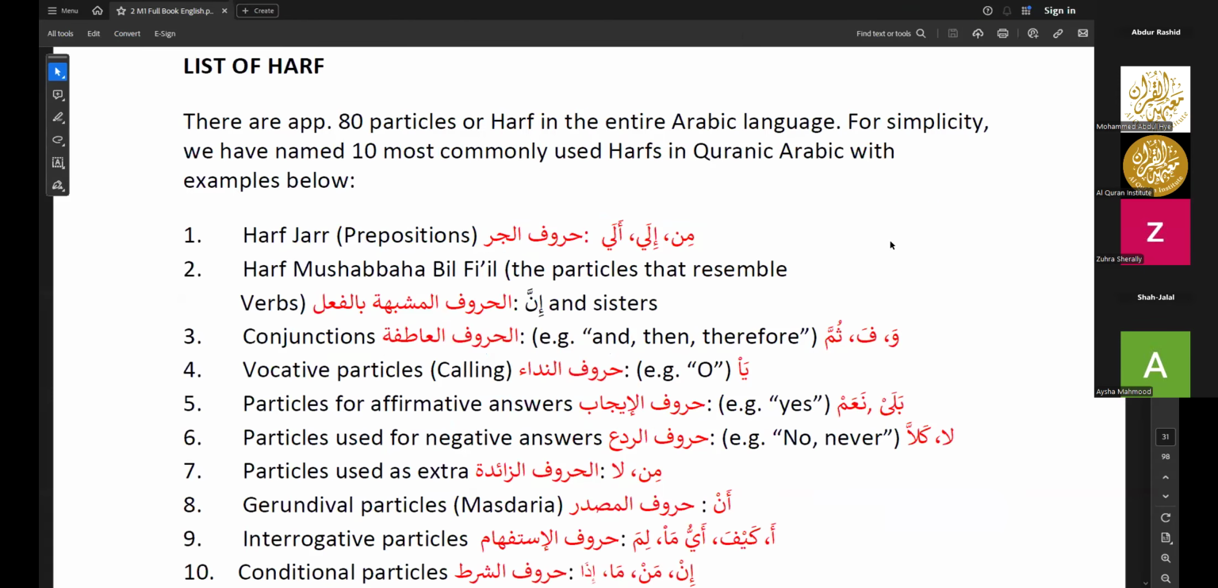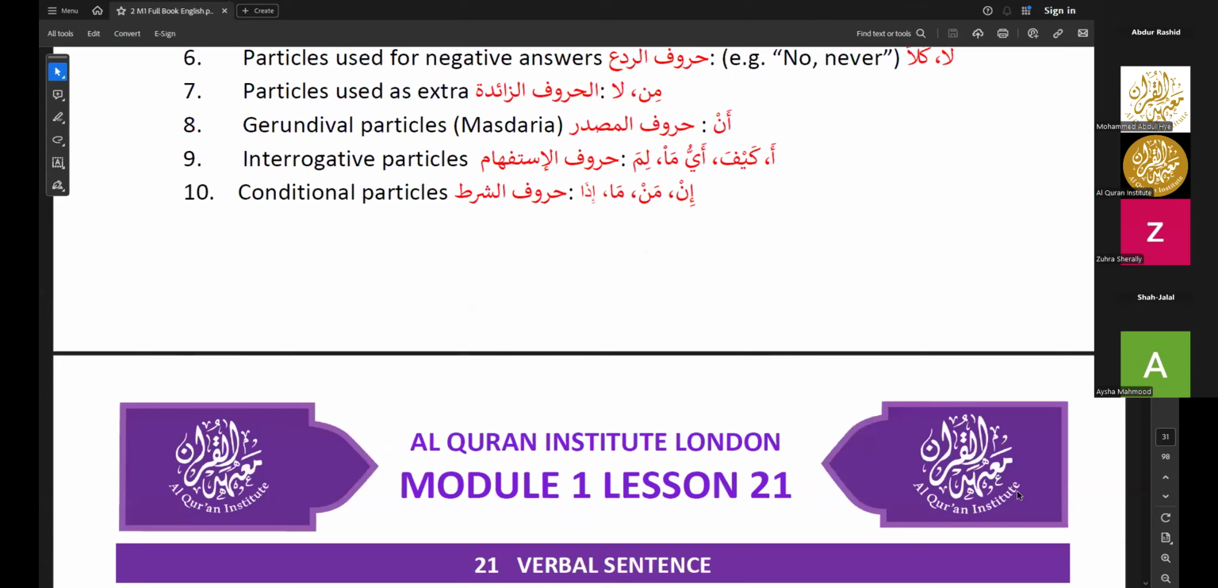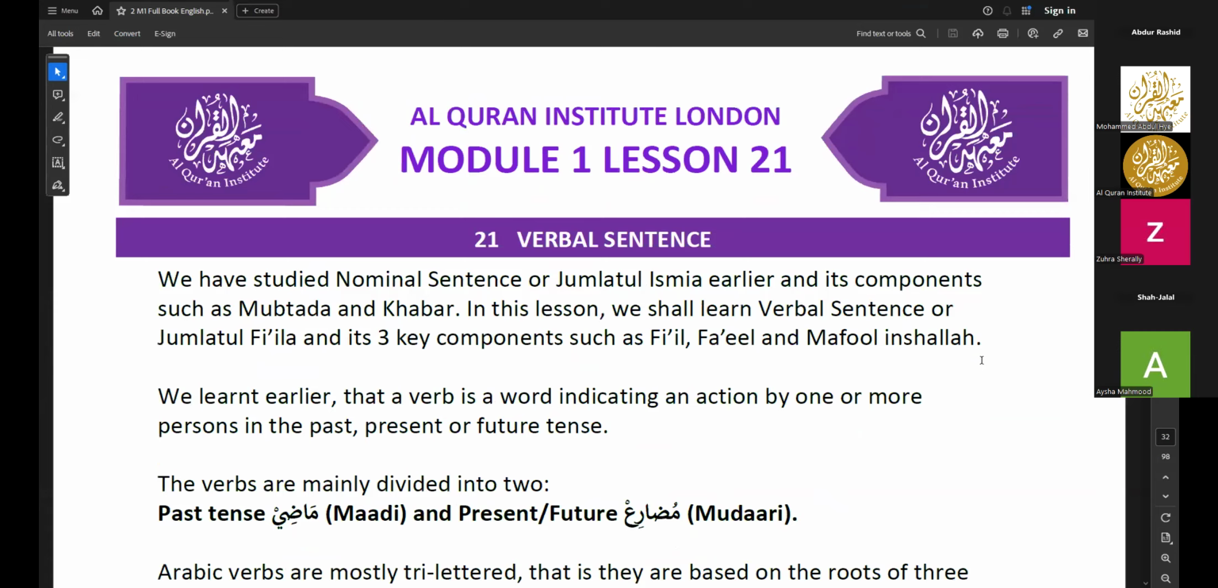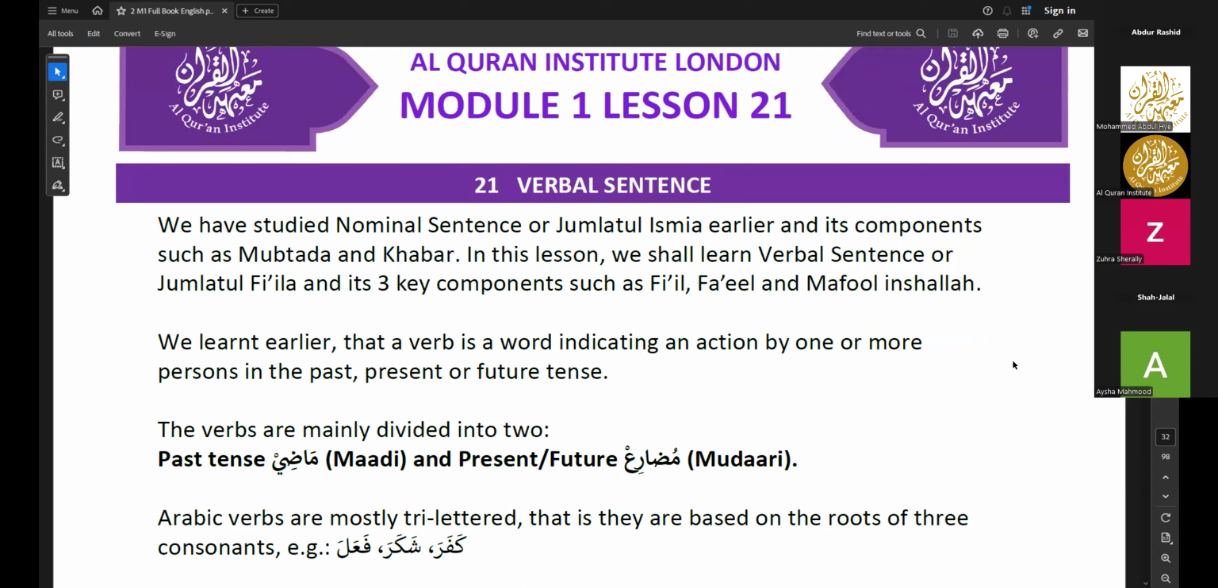we'll start with verbal sentence. So in the previous lessons, we learned about various sentences like jumlatul ismiya, jumlatul failiya, jumlatul shartiya, but the two main ones are jumlatul failiya and jumlatul ismiya. And lesson 21 starts with jumlatul failiya. In English, we call it verbal sentence. So a sentence which has a fail or verb we call jumlatul failiya.